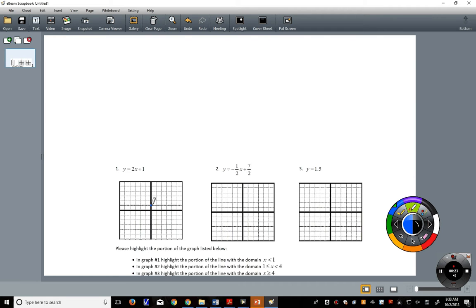So your first line, I'm going to do the best I can. It's a little bit... Yeah, I don't really draw straight, do I?